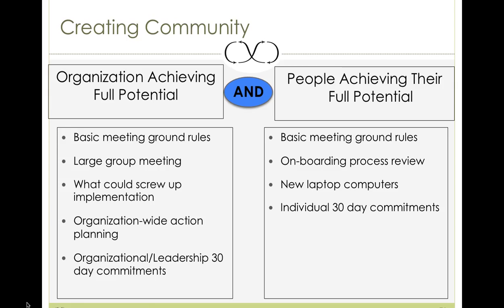And then new laptop computers. So this was one that I had pointed out, each individual having the tools they need to do the work that's required is an example of supporting people achieving their full potential.